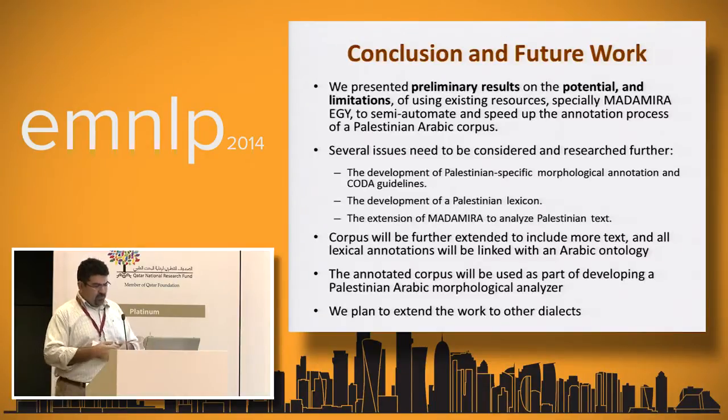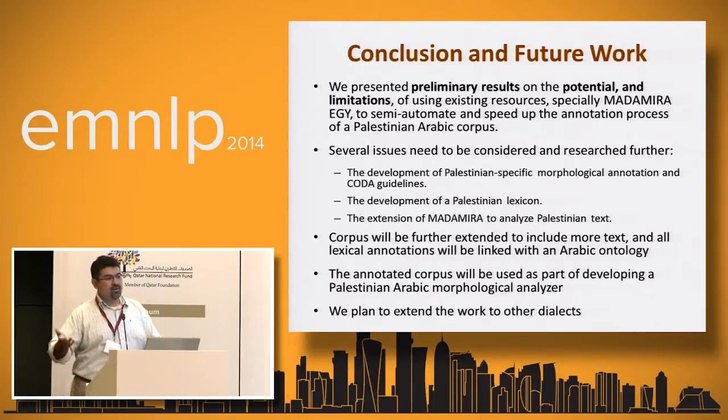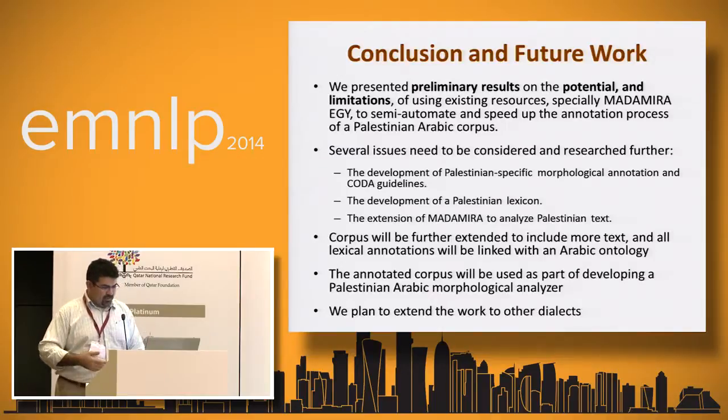The goals for the future are to extend the corpus, annotate it more, and then eventually use the annotations that are generated to help improve a morphological analyzer that we have for Egyptian and MSA to include Palestinian Arabic. And I'm interested, of course, in working on other dialects too, and hopefully that will be in the future.